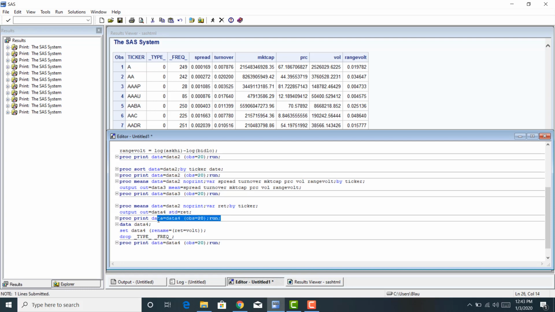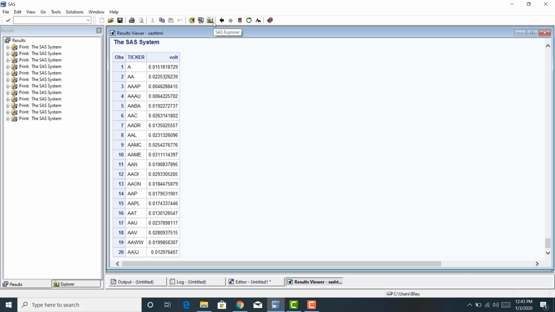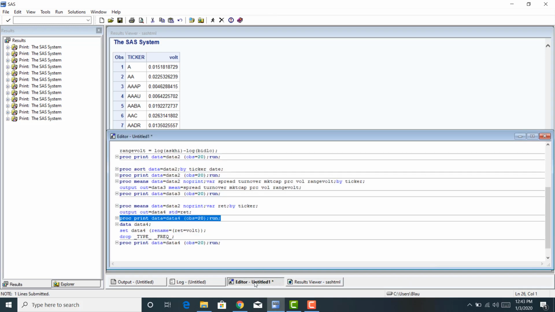Okay, we ran that. It didn't take very long. SAS is very powerful in manipulating large data sets, and we were able to get a measure of volatility for each stock across all of the days in the sample time period.